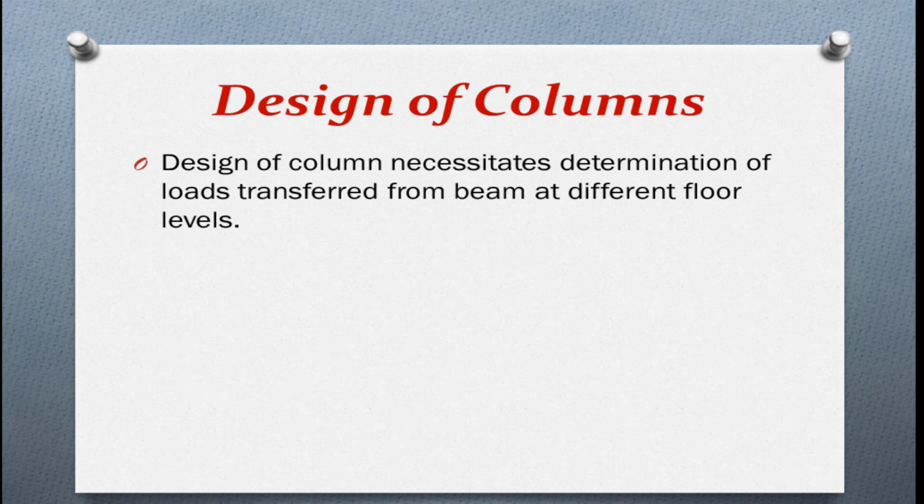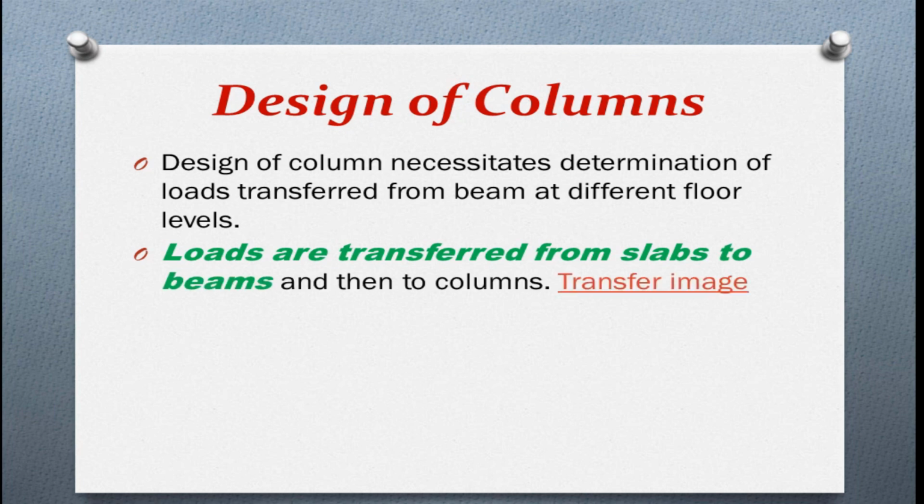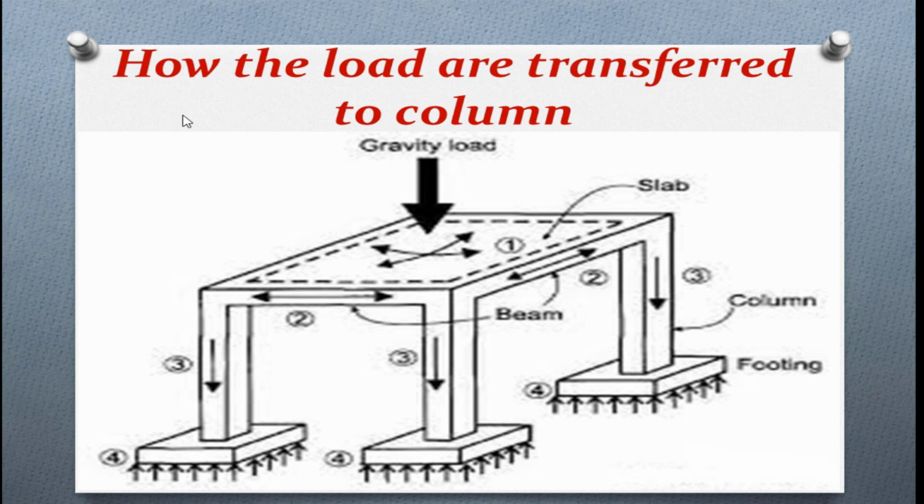So actually, how the loads are transferred to the column: the slab or floor load is transferred to the beam, then from the beam the loads are transferred to the column. So that is what this point explains. And next, loads are transferred from slab to beam and then to the columns. That is the same point I told now. So how the loads are transferred to the column.